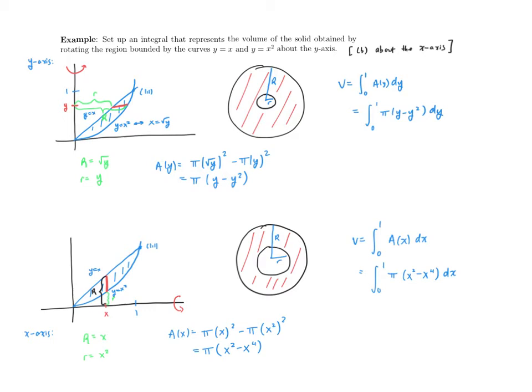So this completes the example, but I really do want to encourage you to make sure that you go through and understand the subtle differences involved when we are revolving around a vertical versus a horizontal line. And we will look at one more example of finding a volume using this washer method.